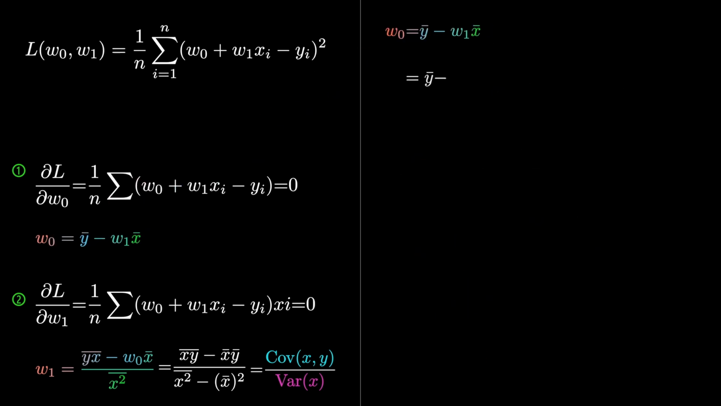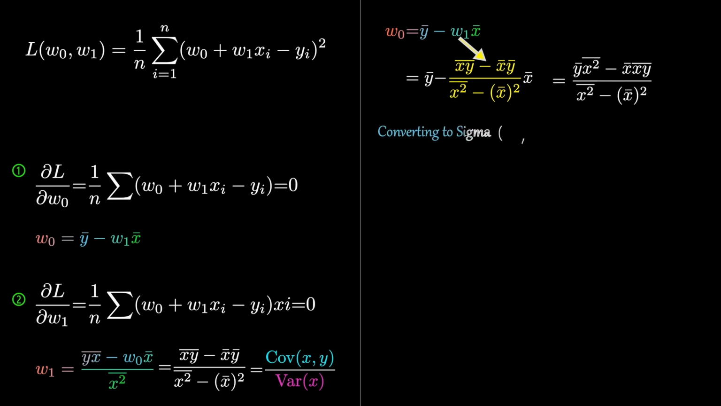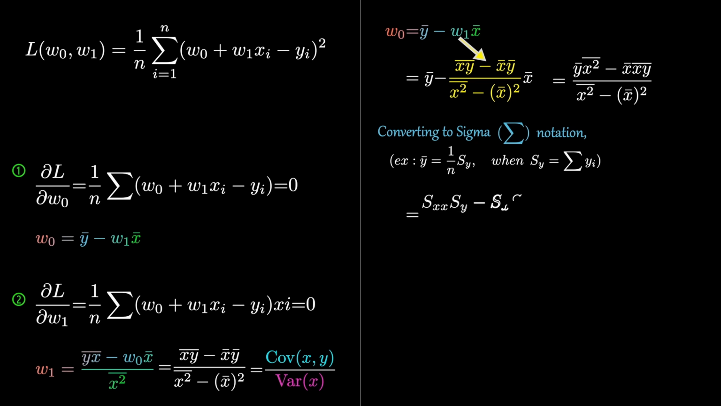Now, let's look at W0. Since we already solved W1 in terms of x and y, we can just substitute that expression into the equation for W0. It looks complicated, but we can simplify it a bit using sigma notation. Even then, it's still a bit complex, but let's go through it. If we look at the denominator, we can see that it's proportional to the variance of x. Now looking at the numerator, the first term reflects the mean of y, and the second term reflects the covariance between x and y. So what does this mean?